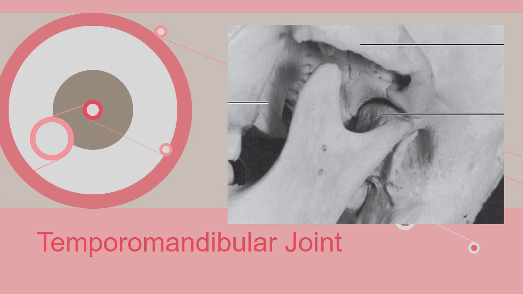The TMJ is unique in such a way that this is the only visible, free-moving joint in the head. All other bones of the skull are connected by sutures and are immovable. It is also a bilateral articulation, having a right and a left TMJ working as a unit.